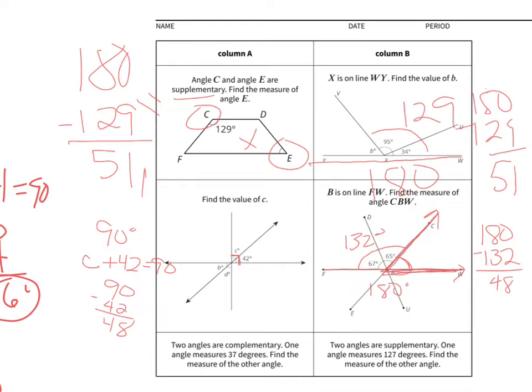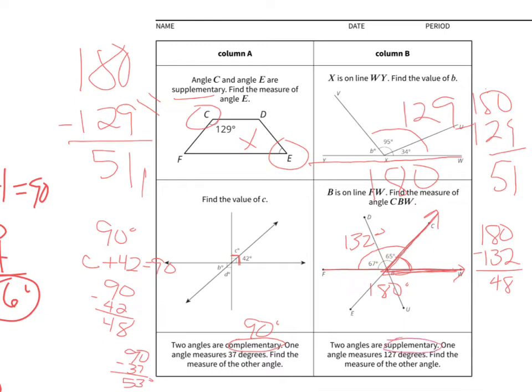It says two angles are complementary. Complementary means they add up to 90 degrees. One angle measures 37, find the measure of the other angle. So we know that 37 plus the other angle is going to give me 90. So to figure out what that angle is, I just go 90 minus 37, and I'm going to get 53 degrees.